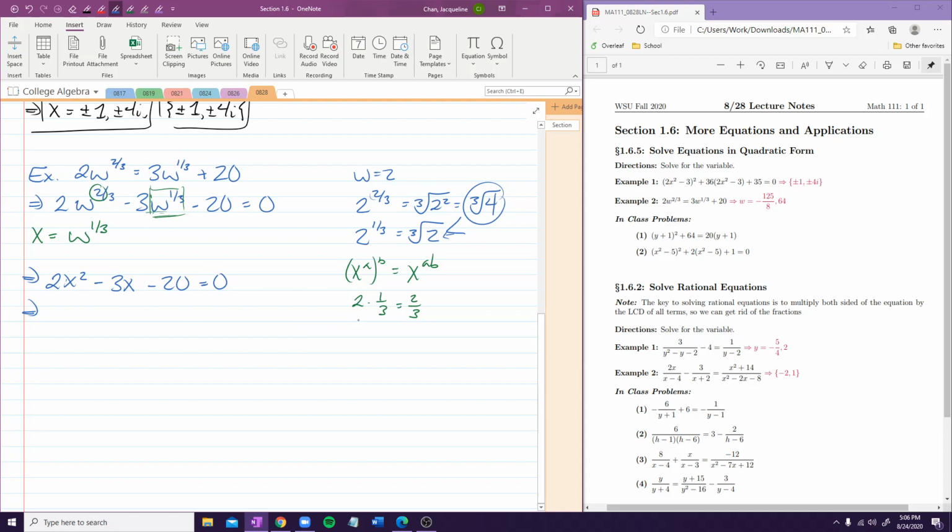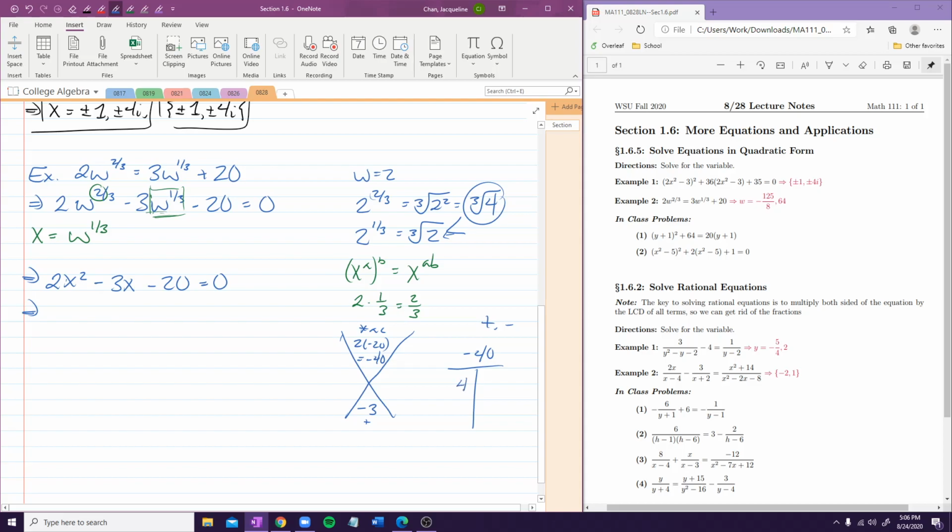Now I'm going to find two numbers that multiply to be 2 times negative 20, so negative 40, and add to be negative 3. So I want to do negative 40. Since it's negative, I know I want to deal with positive and negative numbers. Of course you can go down, but let's see.